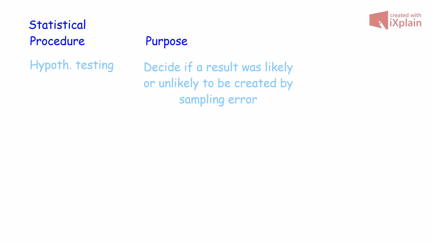Is the difference between those two likely to be caused by sampling error? If it's not likely to be caused by sampling error, we conclude that it's probably created by the treatment. We could also test to see if one sample mean is different from a second sample mean. Is the difference between those two sample means likely or unlikely to be due to sampling error? Again, if it's not likely to be due to sampling error, then we assume it's probably created by the treatment.